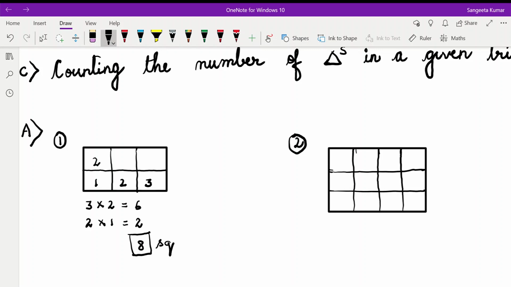In this figure, we have 8 squares. We can count and see as well. This is 1, 2, 3, 4, 5, 6. This one is 7 and this one is 8. Since it is a simple figure, we can easily count the number of squares. But if we have a figure like this, then it becomes difficult. Then we use this trick.